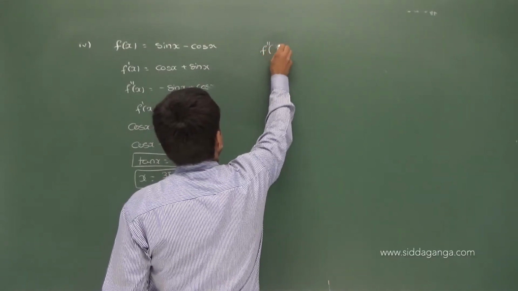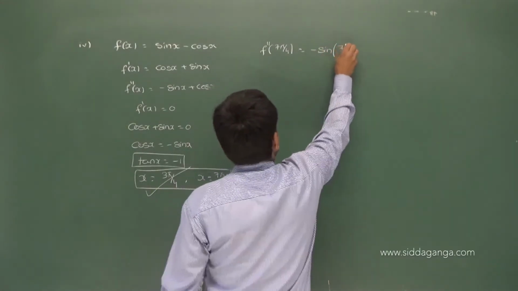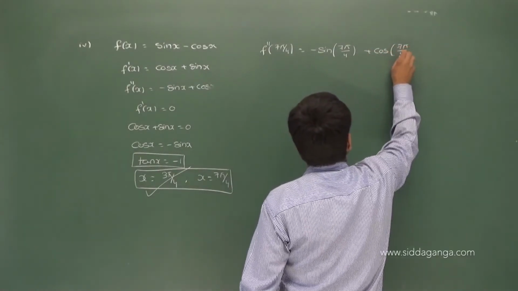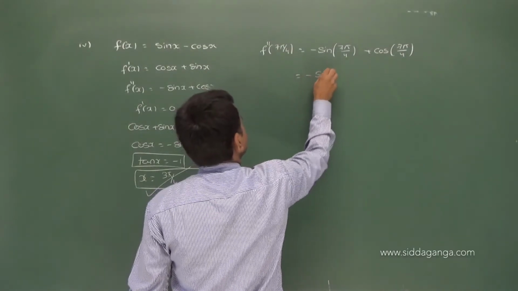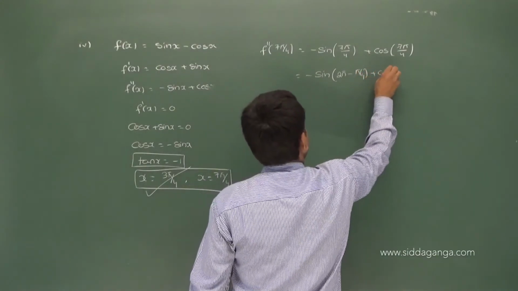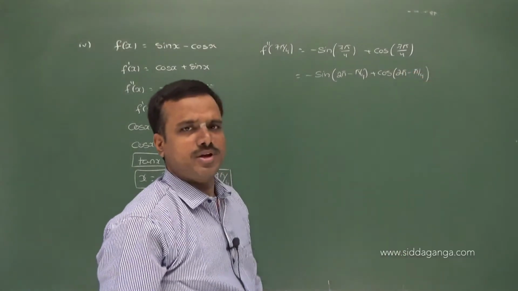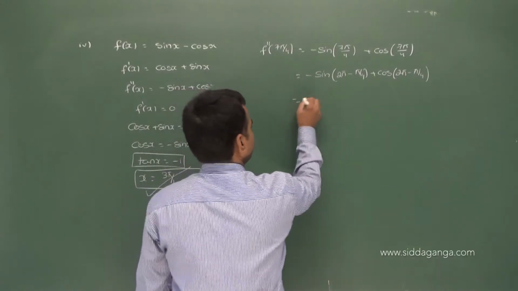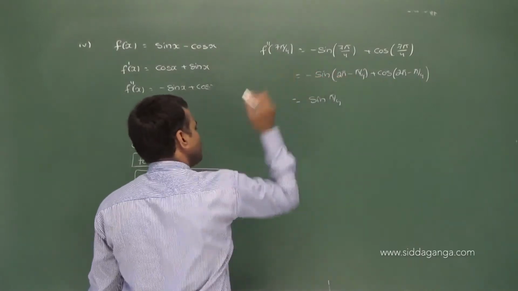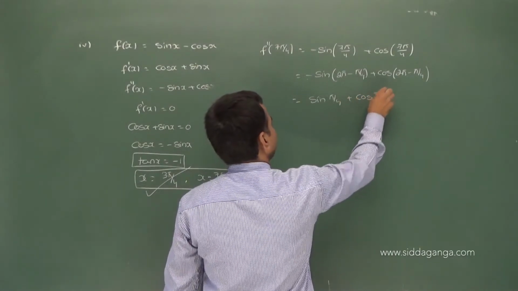F double dash of 7 pi by 4 is minus sine 7 pi by 4 plus cos 7 pi by 4. Minus sine, this I can write as 2 pi minus pi by 4, and cos 2 pi minus pi by 4. Correct? 7 pi by 4 is 360 minus theta. Sine pi by 4. Why do I write sine pi by 4? In the fourth quadrant sine is negative. Minus of minus is plus. Cos is positive, cos pi by 4.